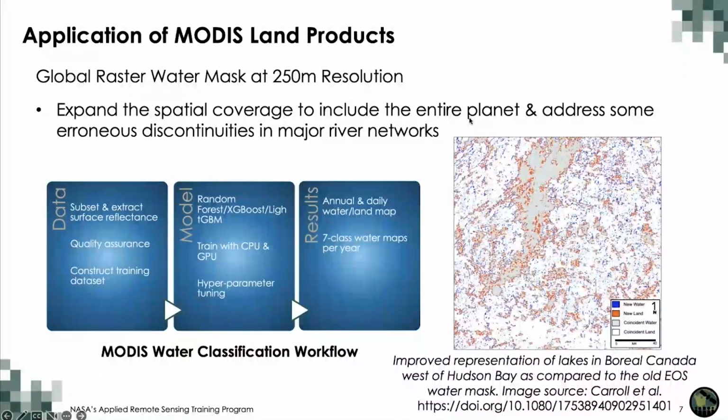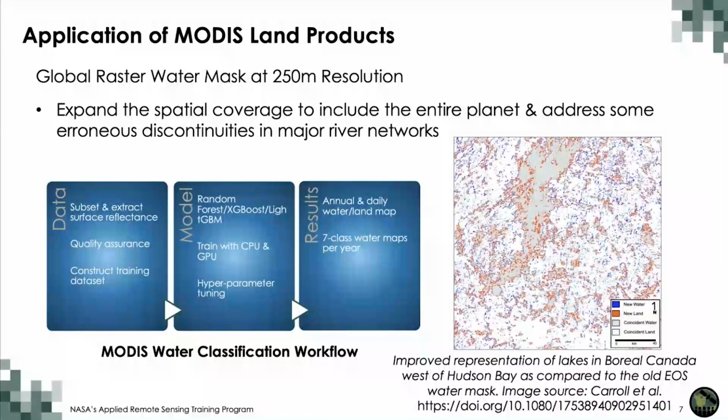In these slides, we list a high-level workflow of the process we take, and we use machine learning. The basic workflow is split into 3 different components. During the data processing, we subset and extract surface reflectance from the MODIS land products and apply quality assurance to filter out missing data or bad data.